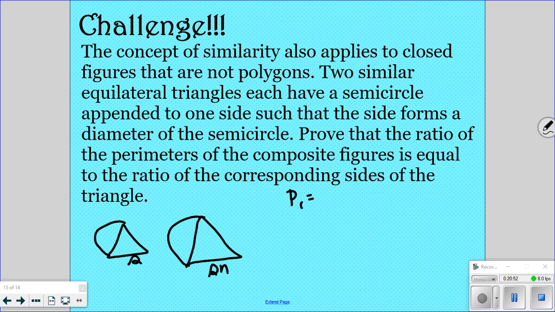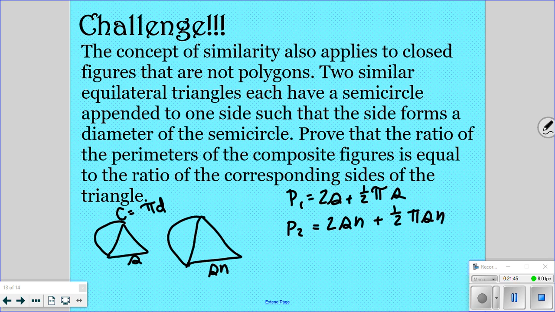So the perimeter for the first triangle with its semicircle here would be 2S plus 1/2 pi times S. This is a semicircle, so the circumference formula you can do is pi times your diameter, because this length is your diameter, which is S, and then we're doing half of that. And then the perimeter of the second one would be 2 times Sn plus 1/2 pi times Sn, because again, Sn is your diameter.